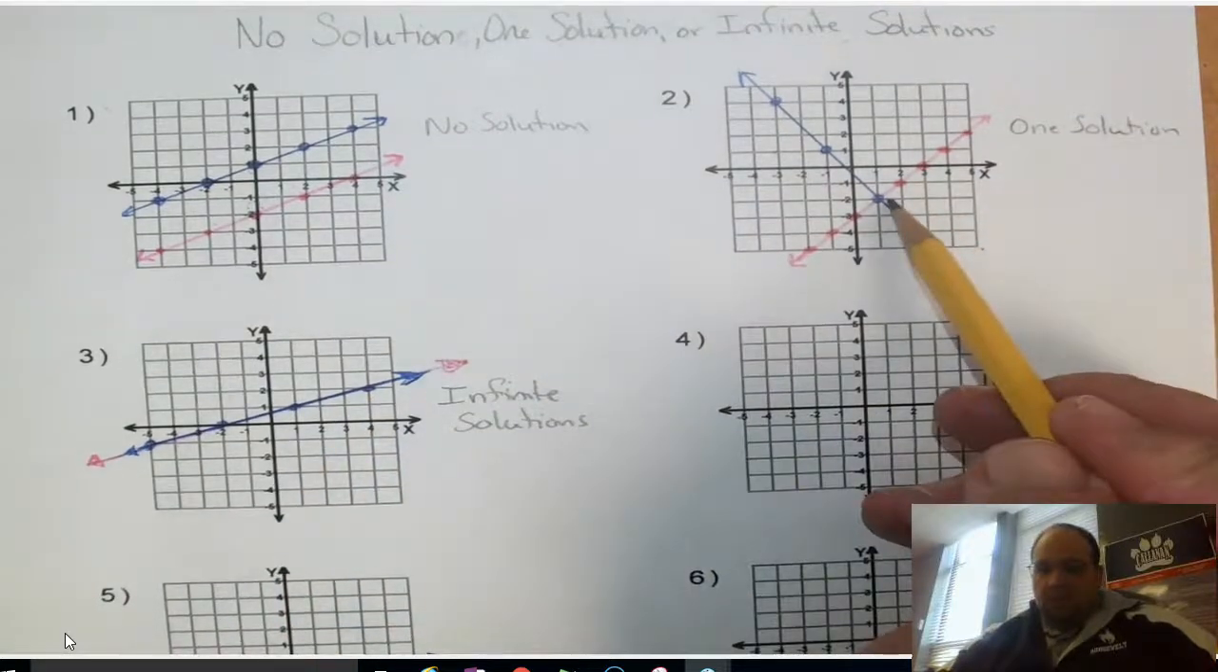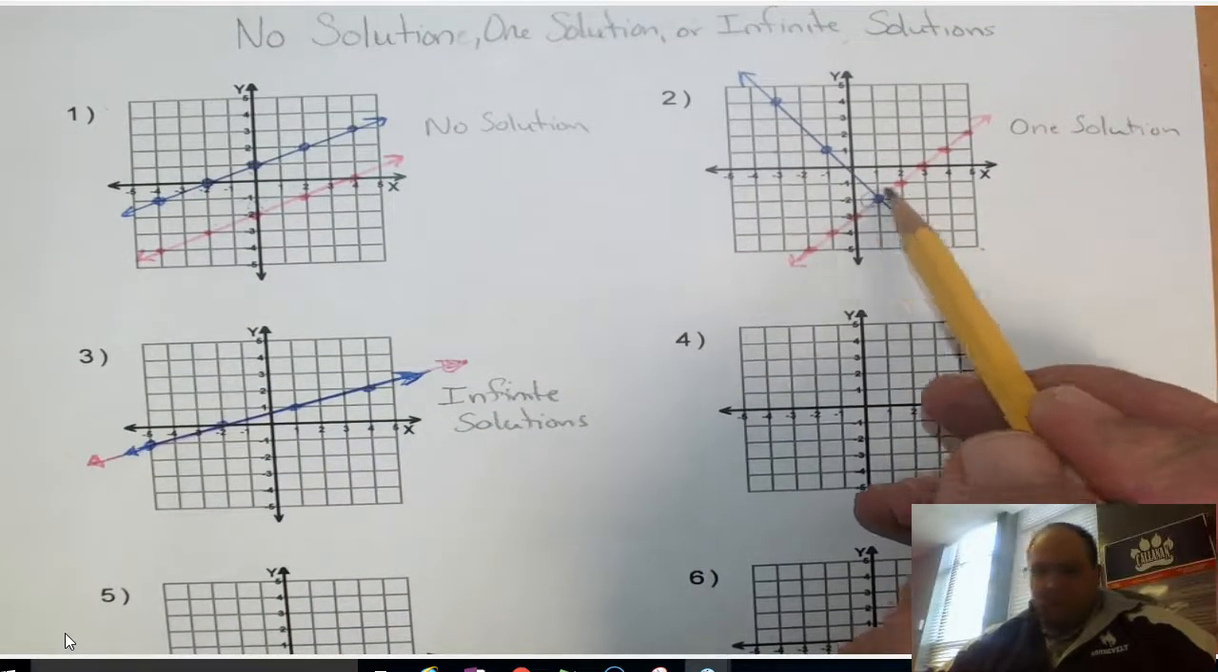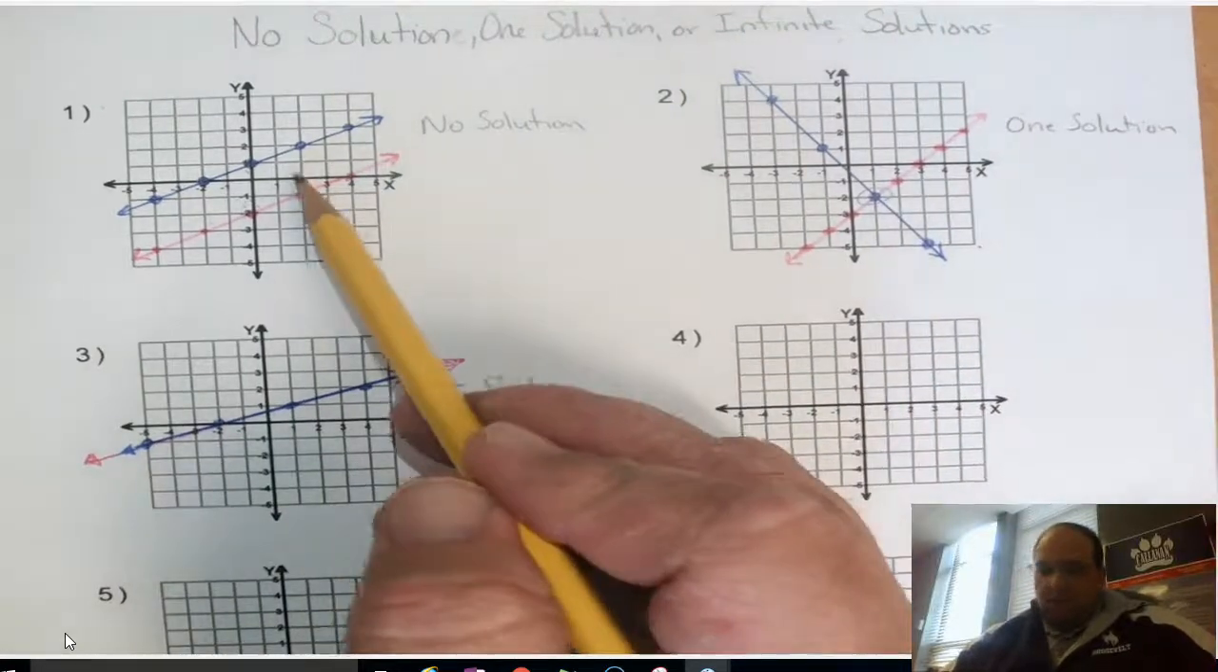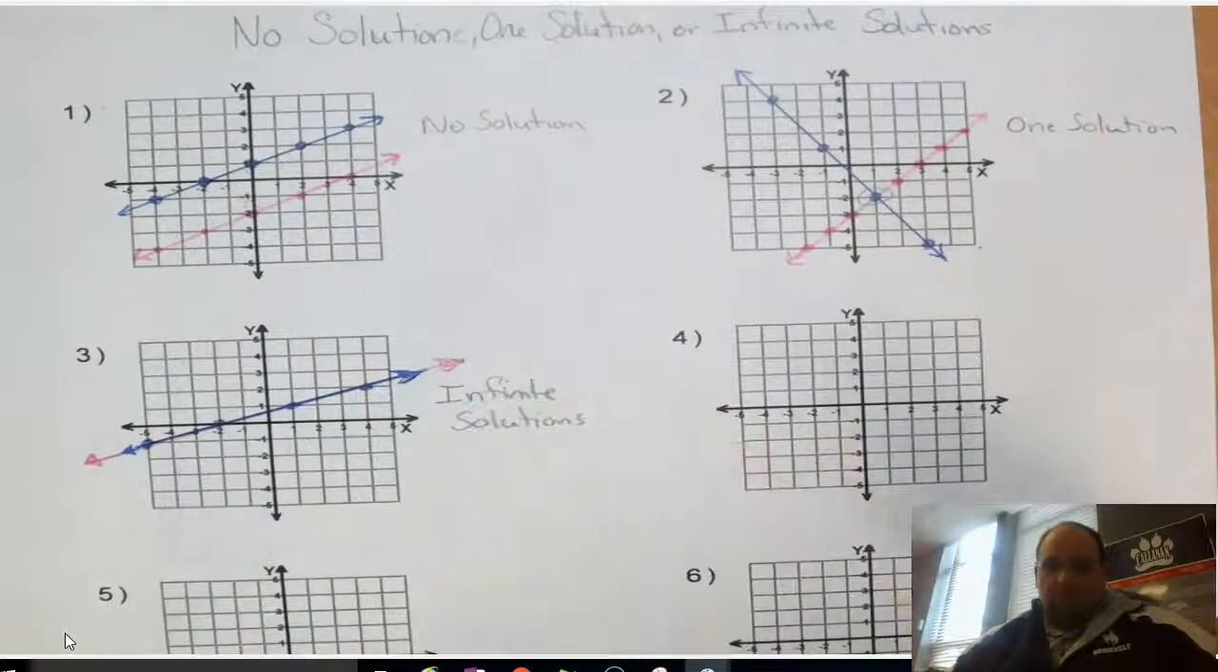One solution just means there's going to be one answer, and we'll get into that in the next video about what that one answer is. In a no solution, that means these two lines will never ever meet because they're parallel, and there is no coordinate point that you can use as an answer.